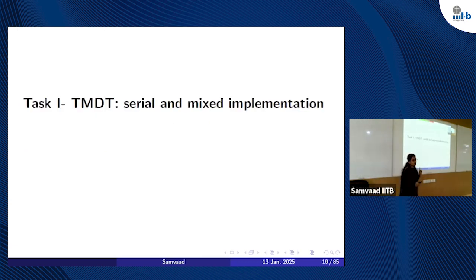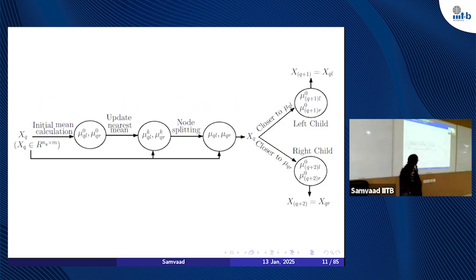So the first one is the TMDT, that means two means decision tree algorithm, serial and mixed implementation. So what is the two means decision tree? In each node it stores two means, one is the left mean, one is the right mean. Then based on the incoming data, we calculate the distance of the data from both of the means. If the data is closer to the right mean, that means it belongs to the right cluster, so we send it to the right child. Otherwise, if the incoming data is closer to the left mean, it belongs to the left cluster, so we send it to the left child. This is the splitting condition in the split nodes.